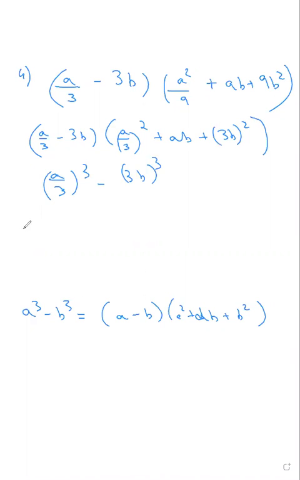3b, the whole thing cubed. Yes, sir. Which will be, that is equals to a cube upon 27 minus 27b cube. That is correct. Sarah, how did you get 27 by b cube? Sir, I cubed a upon 3 minus 3 upon b.